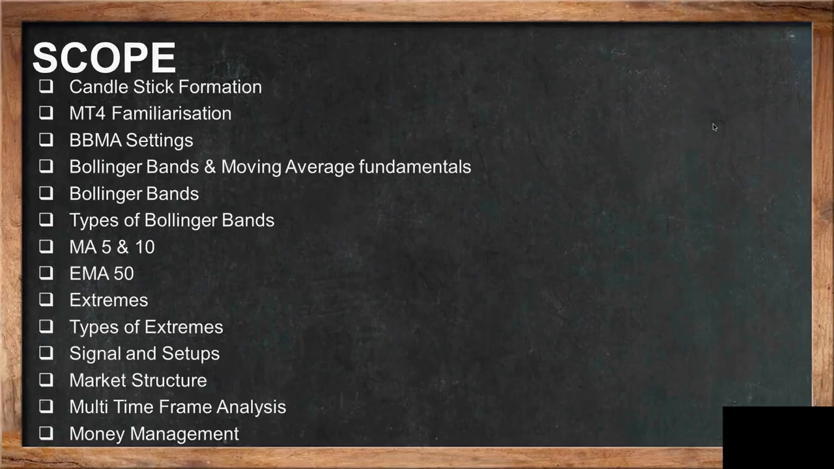I think everyone has already sorted that out. For those who just started learning BBMA, just make sure that the settings you have are the correct ones. Then we will move on with Bollinger Bands and moving average fundamentals. I will be talking about the different types of Bollinger Bands and how the market moves on each particular type. And then we'll talk about the functions of the MA 5 and 10, the EMA 50, and then maybe we'll take a break in the middle, and after the break we'll talk about extremes.